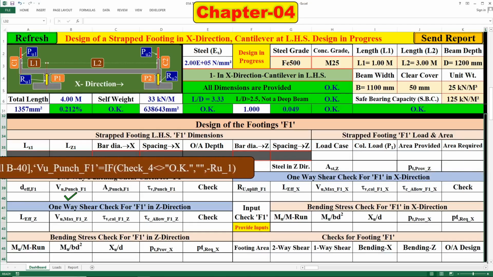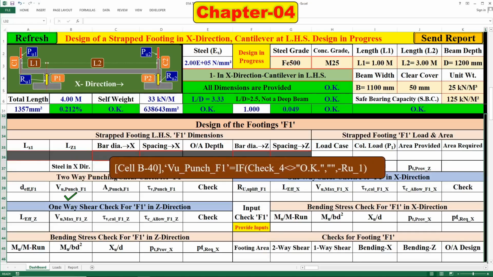The defined name for cell B40 is VU_punch_F1. It calculates the punching shear force. In the Excel formula, Excel will first check _4. If it is not OK, the cell will remain blank. Otherwise, it will simply put the negative value of RU_1.